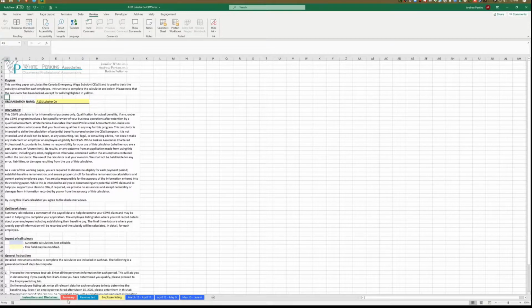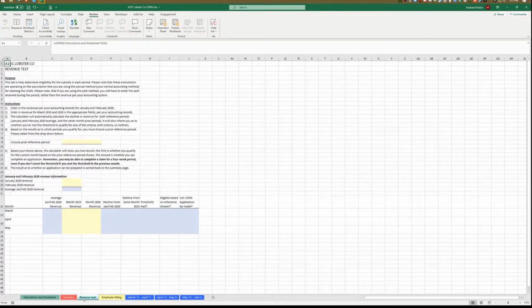So first we're going to skip the summary tab, because that is just a sheet that will give you the information that you're going to be providing to CRA. So we're just going to skip right ahead to the revenue test. This is going to be important as it's going to determine whether or not we need to be completing the rest of the worksheet. So the first thing we're going to want to do is just enter some basic information.